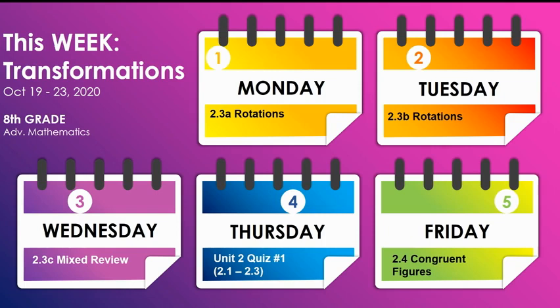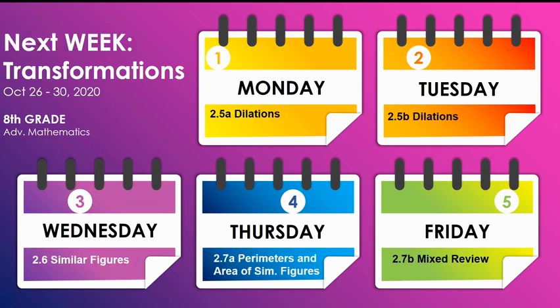Wednesday, a mixed review. Thursday, our first Unit 2 quiz, covering topics 2.1 to 2.3. And we'll wrap up our week with congruent figures on Friday. Next week, we'll begin Monday and Tuesday with dilations. Wednesday, similar figures. Thursday, perimeters and the area of similar figures. Friday, we'll wrap up the week with a mixed review.